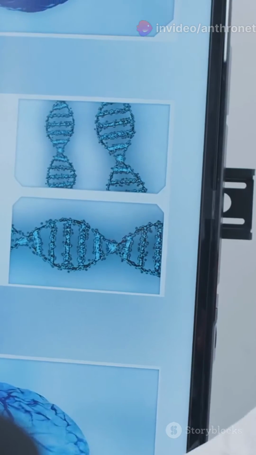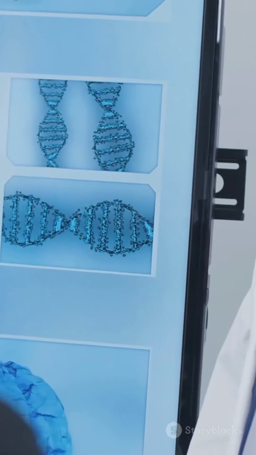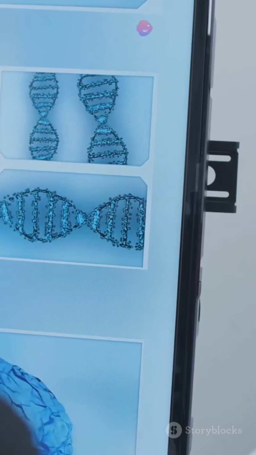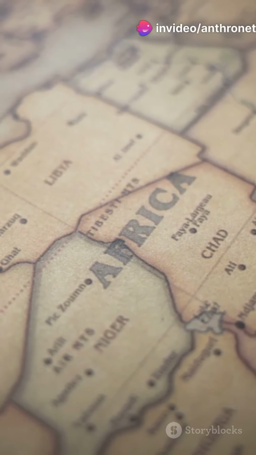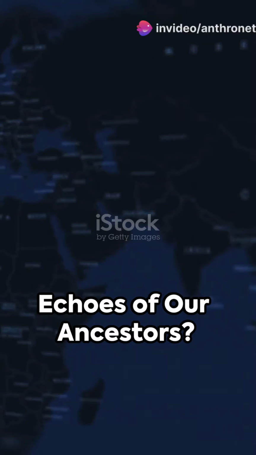Evidence for this theory comes from genetic studies, which show that all living humans share a relatively recent common ancestor from Africa. This model paints a picture of a single origin for our species, a bold departure from our evolutionary cradle.